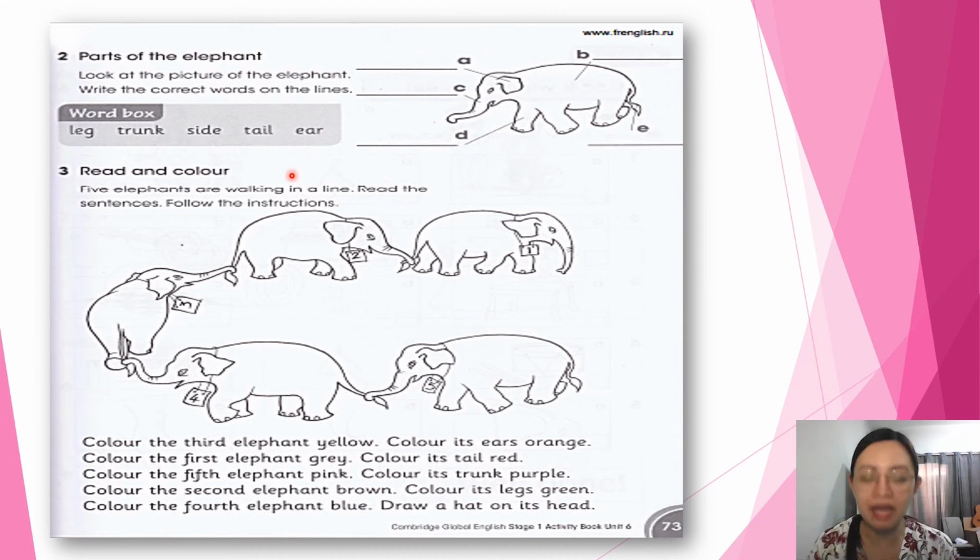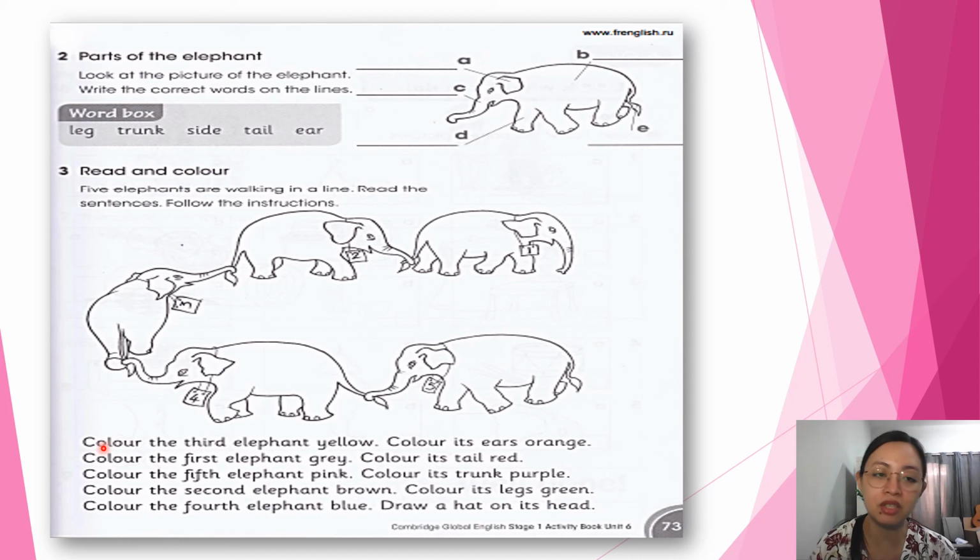But before you do that, let me explain the second activity. Read and color. 5 elephants are walking in a line. Read the sentences. Follow the instruction. Look, this is elephant 1, 2, 3, 4, 5. Or if you're going to use the ordinal numbers, this is the first, second, third, fourth, and the fifth elephant. So you have to read the sentences and follow the instruction.